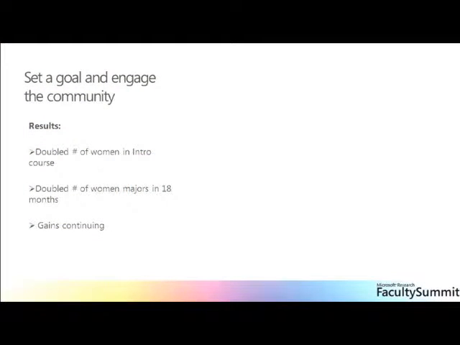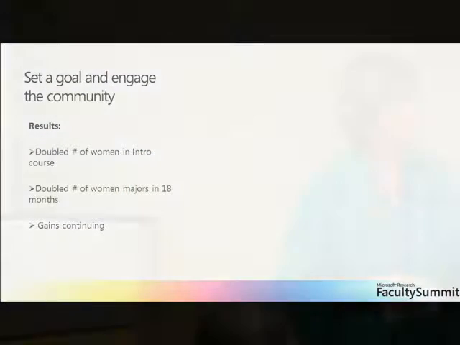Okay, so what I thought I would do is start with what our results have been so far. What we did was set a very clear goal. We started with 75 undergraduate women in our program, and we decided in 2 years we were going to double that number. And then we were going to make that hopefully everybody's mission. Everybody would buy in. Now, not everybody did, but we started here.